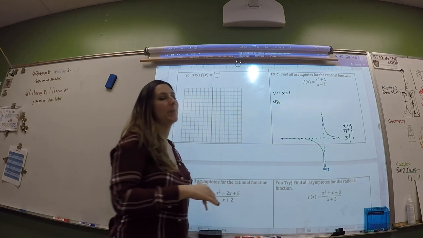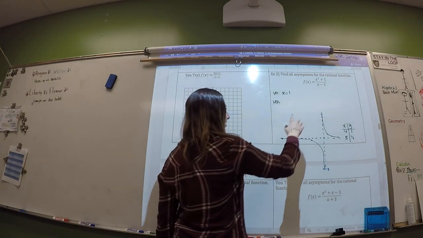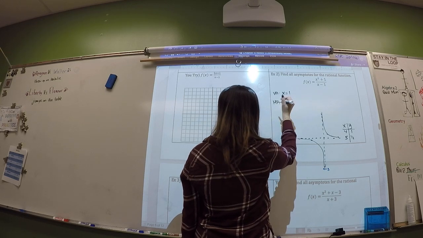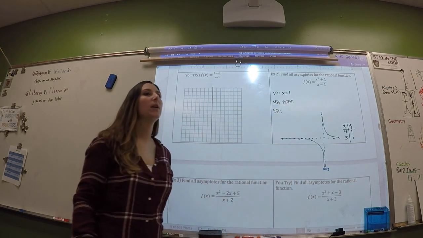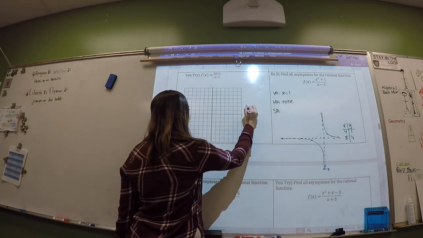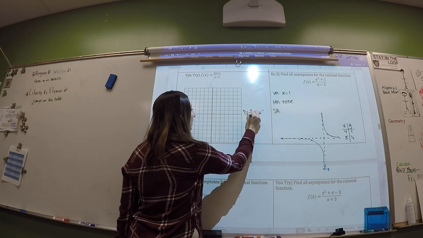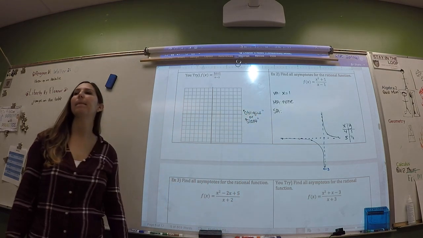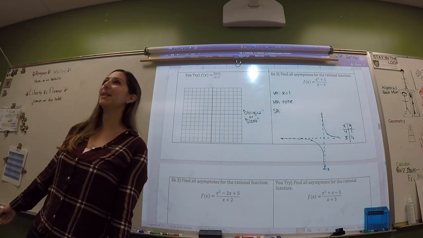But we don't have a horizontal asymptote. And that's because the degree of the numerator is greater than the degree of the denominator. So when we don't have a horizontal asymptote, we may have a slant asymptote, also known as an oblique asymptote. Oblique in general just means slanted.